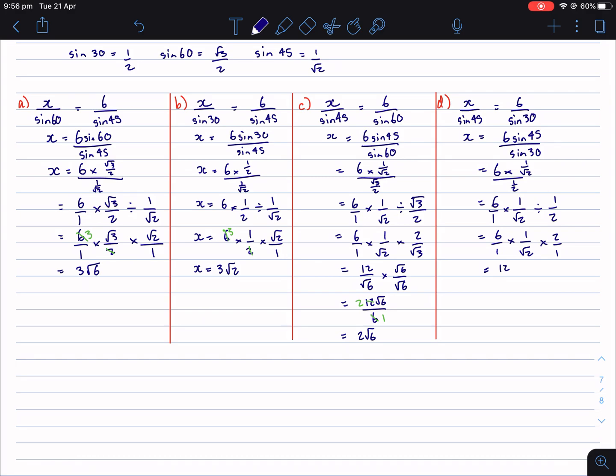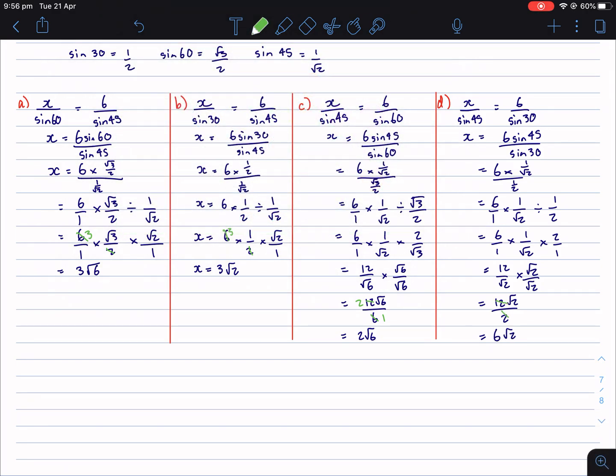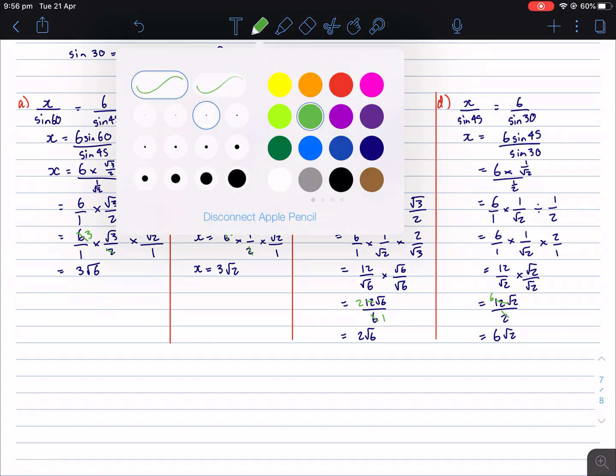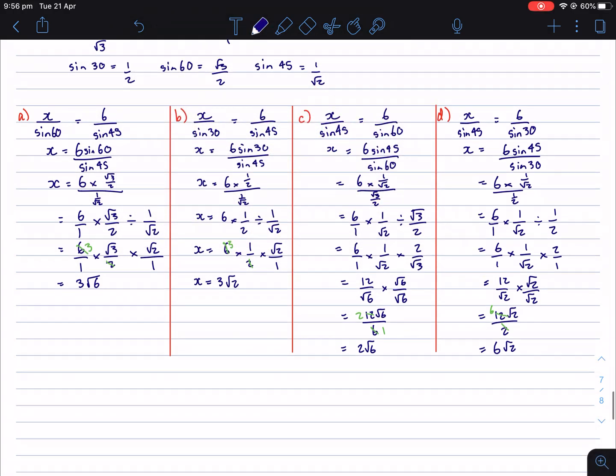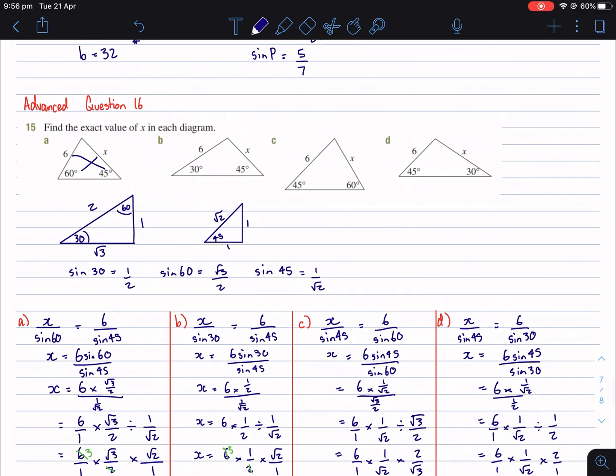So we've got 12 on root 2. If we wanted to rationalise, which we should, times it by root 2 on root 2, which gives us 12 root 2 on 2, 6 root 2. Because the 12 and the 2 became 6. So that's that question. That actually wasn't that hard. It's just some good surd stuff to help us remember rationalising.